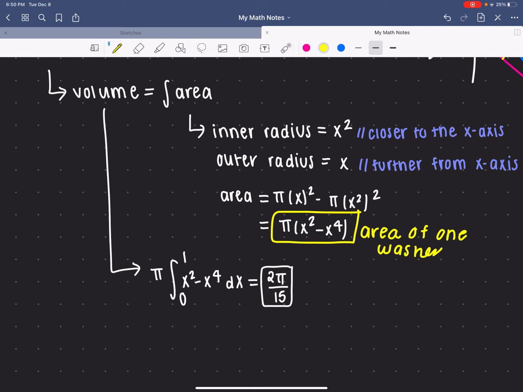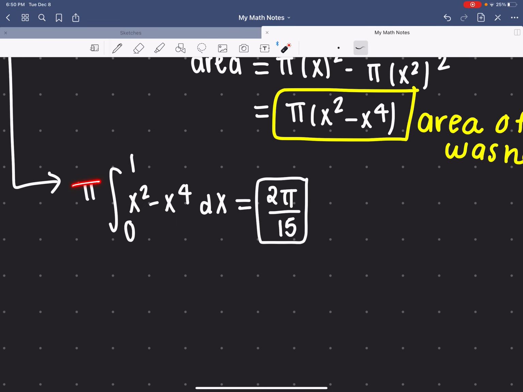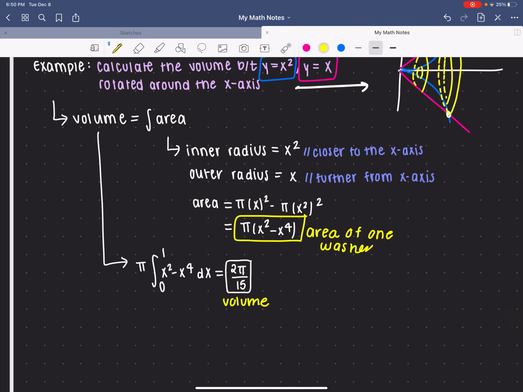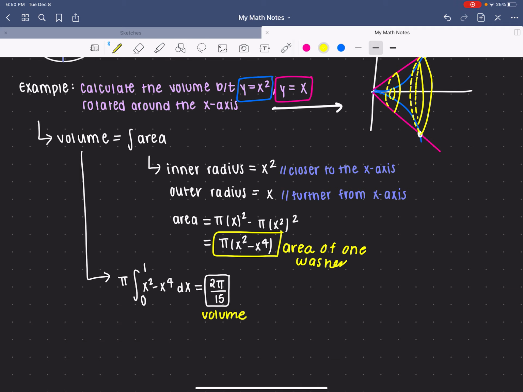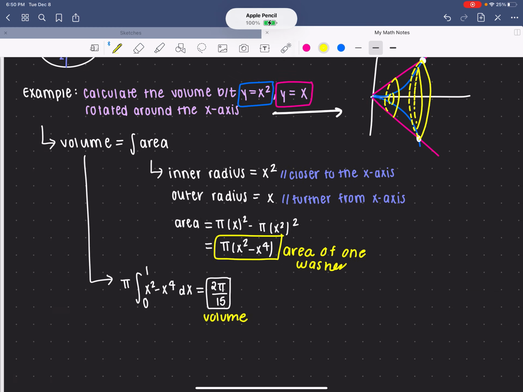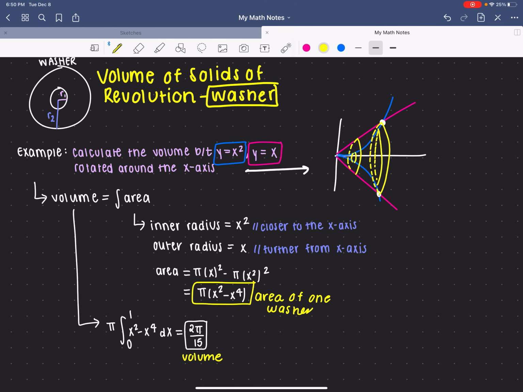So now all we need to do is find the integral of the area to get the volume. So we're going to do just that. And the integral of the area ends up equaling 2 pi over 15. So that is our volume. So that's it. Those are all the steps you need to do. This is a very simplified version of how to find volumes of solids of revolution using the washer method.